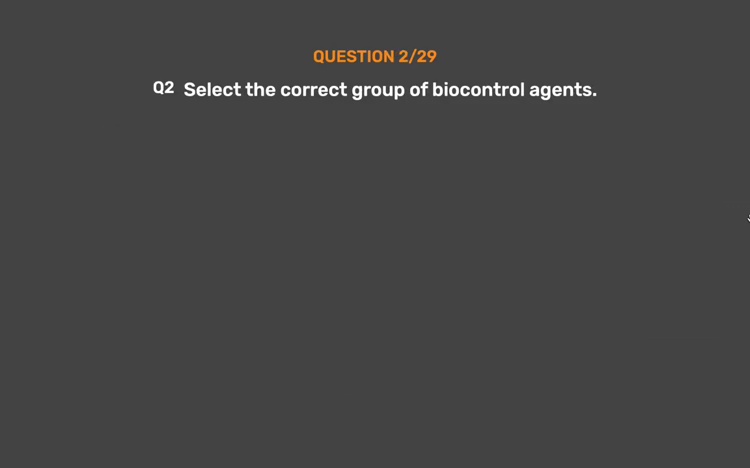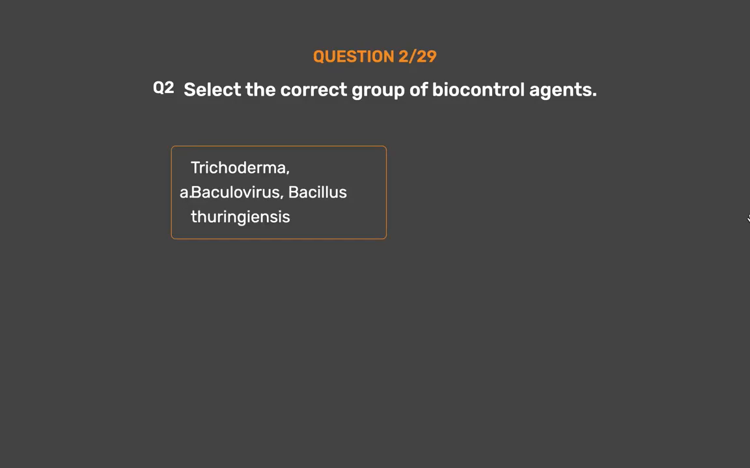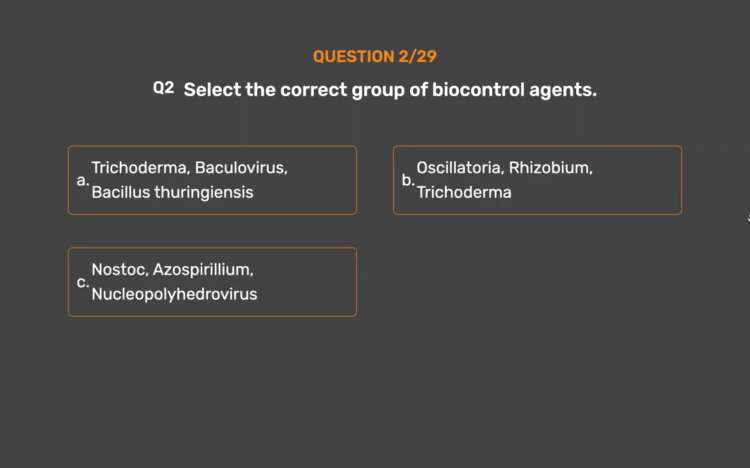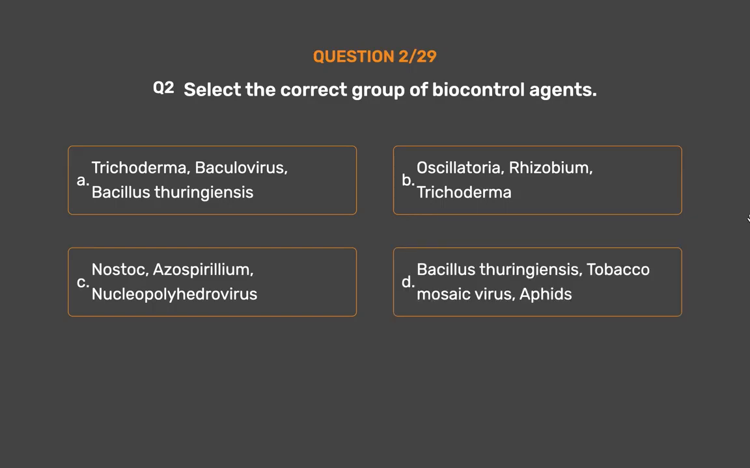Question number 2. Select the correct group of biocontrol agents. Option A. Trichoderma, baculovirus, Bacillus thuringiensis. Option B. Oscillatoria, Rhizobium, Trichoderma. Option C. Nostoc, Azospirillum, nucleopolyhedrovirus. Option D. Bacillus thuringiensis, tobacco mosaic virus, aphids.